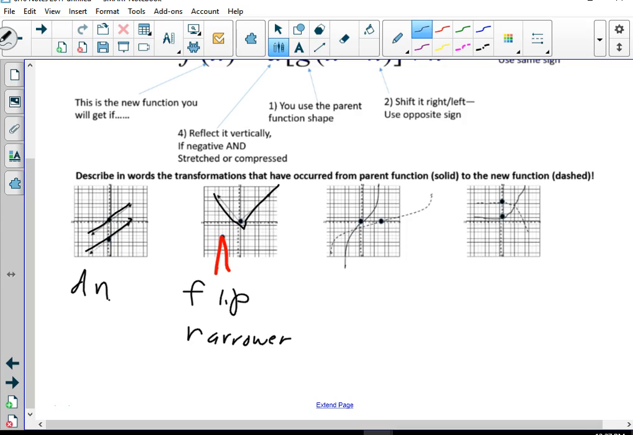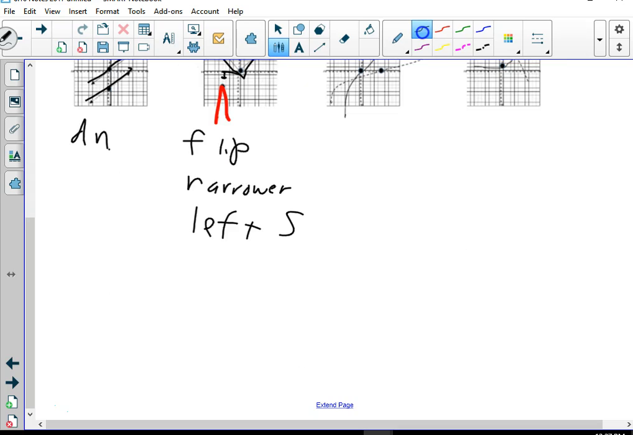Okay. What happened to the vertex? What did the vertex do from here to here? Left and down. LD. Left 5, down 4. I'm telling you so you don't have to count. It's kind of a pain, it's tiny, but it is left 5 and down 4.